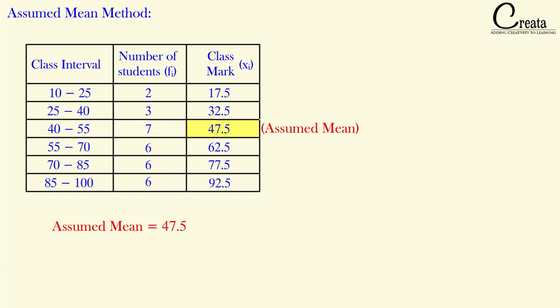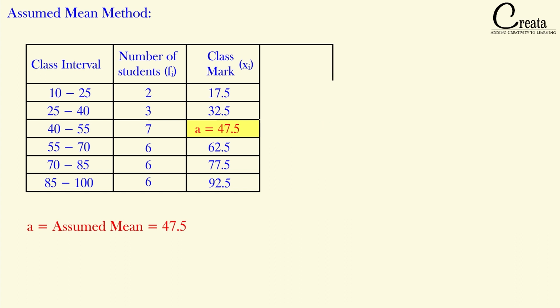This assumed mean we will take and we will subtract it from all the observations. Let's understand this in more detail. Suppose we take 47.5 as the assumed mean. You can also take 62.5 as the assumed mean. You can take any of the middle numbers. Okay. Let's denote this assumed mean as A. A is equal to 47.5.